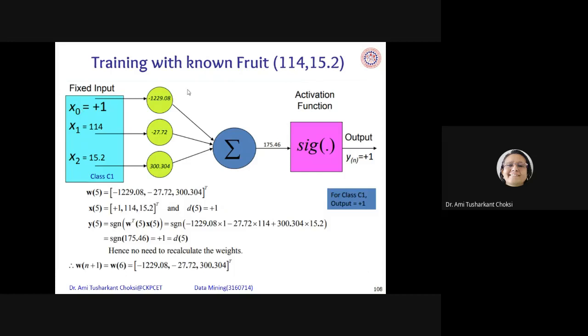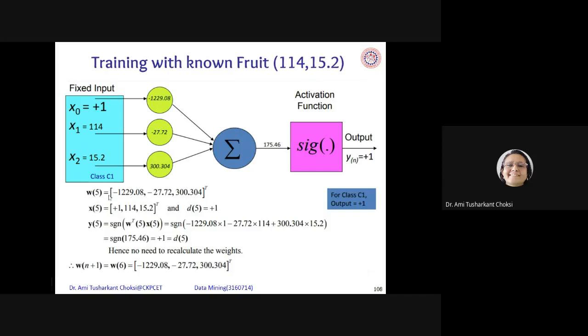Now, training with the known fruit, that is 114 and 15.2. The weight vector is the same. We represent this known fruit with plus 1, 114 and 15.2. The summation is applied, the activation function is applied, and it will give us the actual output. What is the desired output? D5 is equal to plus 1, so class 1.